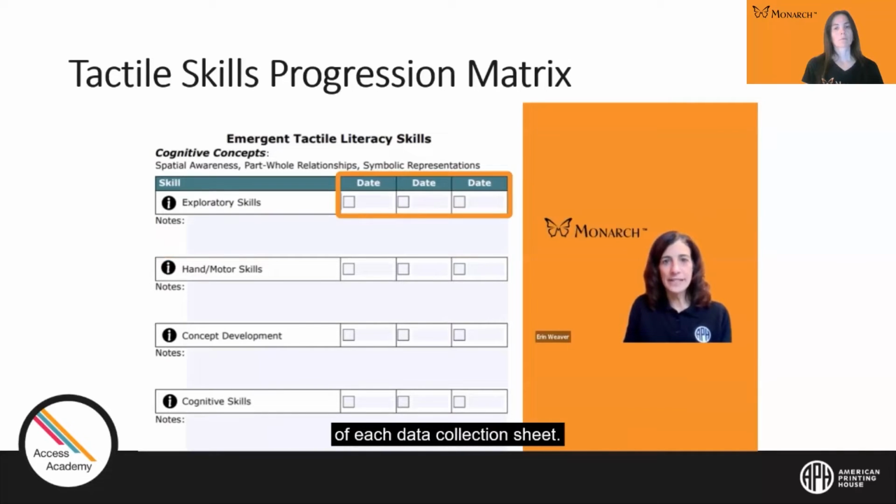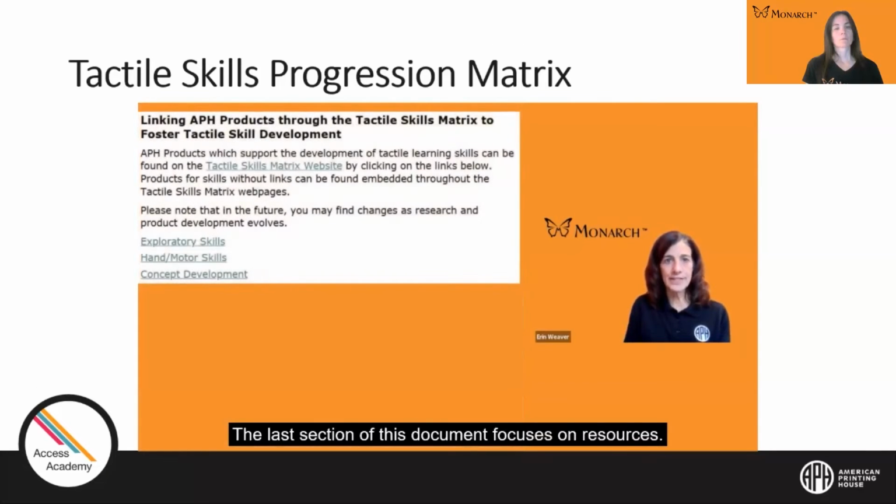Along the right side of each data collection sheet, you will find 3 columns to capture the date and indicate the level of skill mastery by entering a symbol of your choosing. For example, a plus sign or a check mark could indicate mastery. The last section of this document focuses on resources.